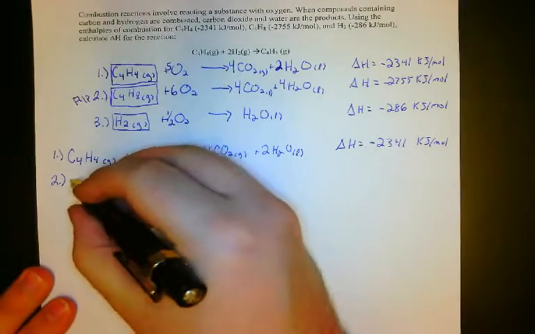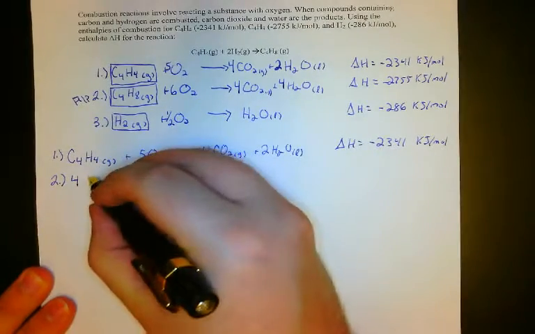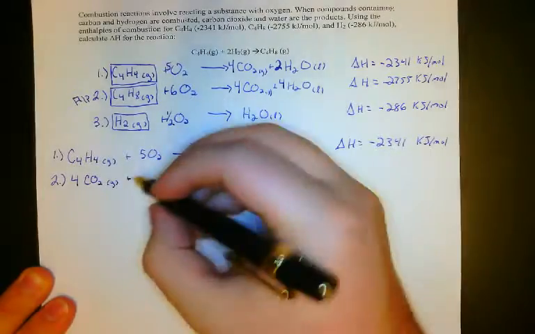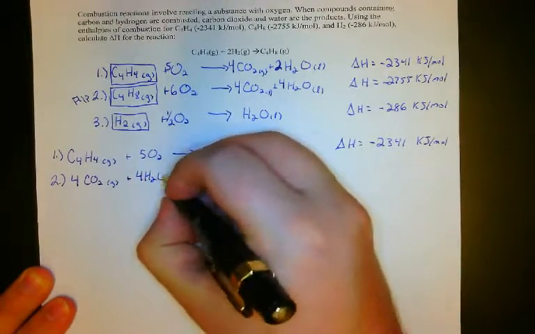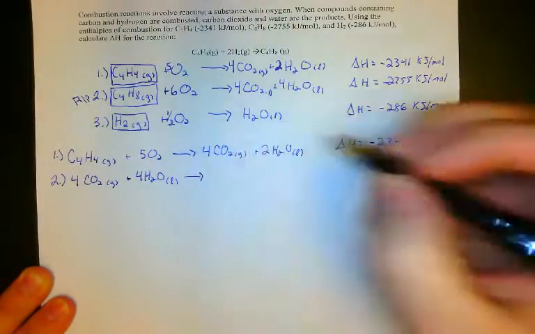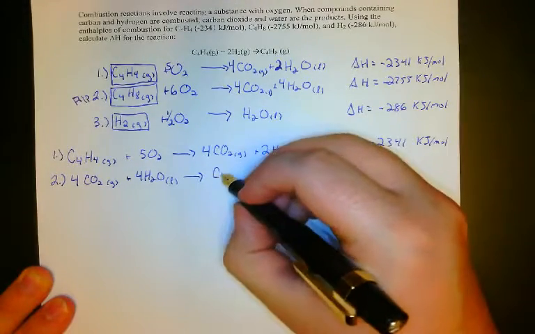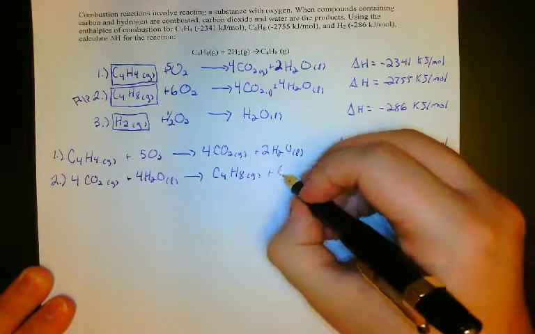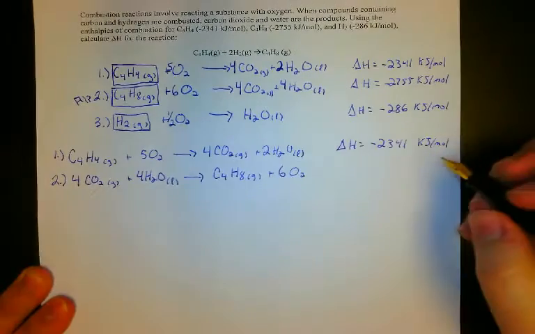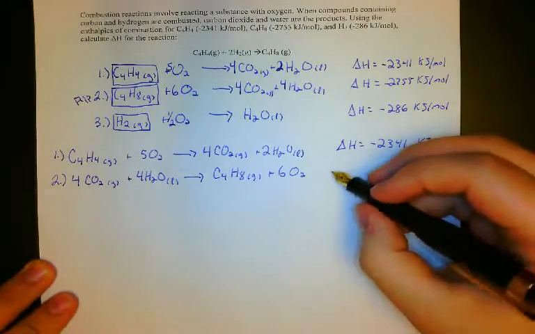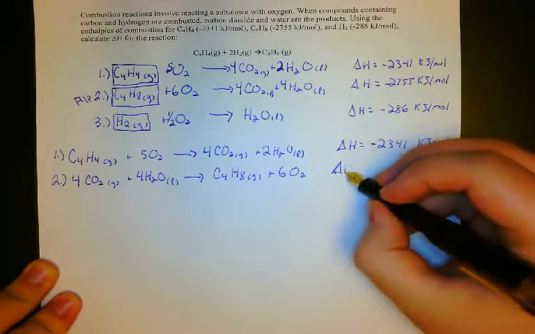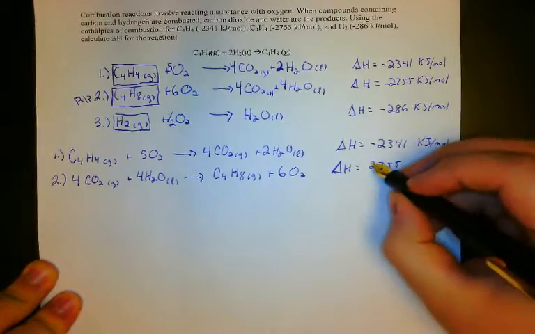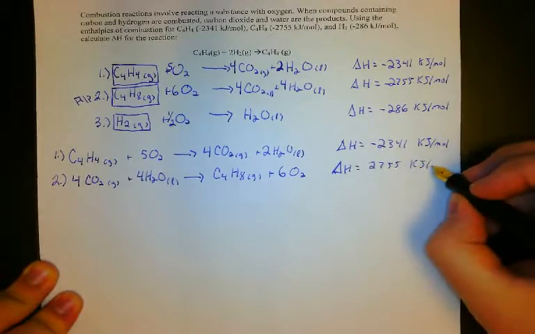So in this case, it's going to be 4 CO2 plus 4 H2O is going to make C4H8 plus 6 O2. And because I flipped it, my change in enthalpy will now be a positive 2,755 kilojoules per mole.